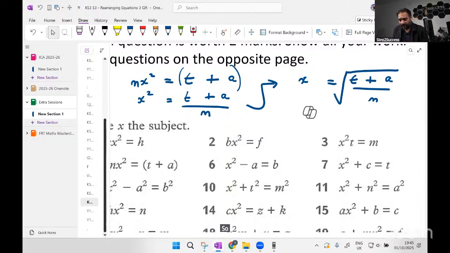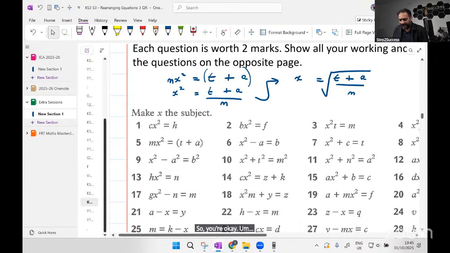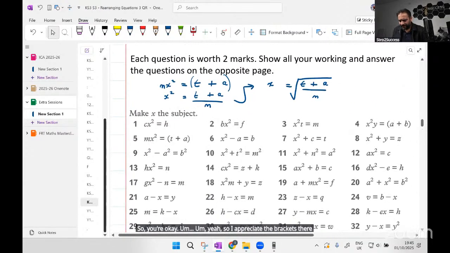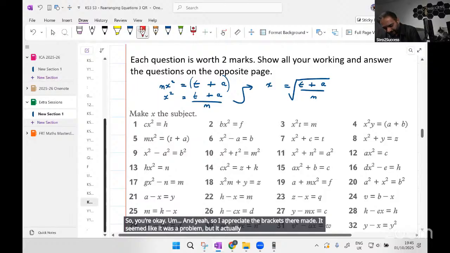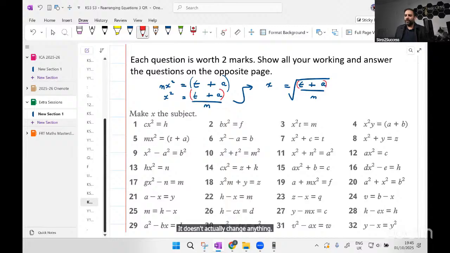So you're okay. I appreciate the brackets there made it seem like it was a problem, but it actually makes absolutely no difference. So you could leave the brackets there if you like. It doesn't actually change anything. Or you could not have them.